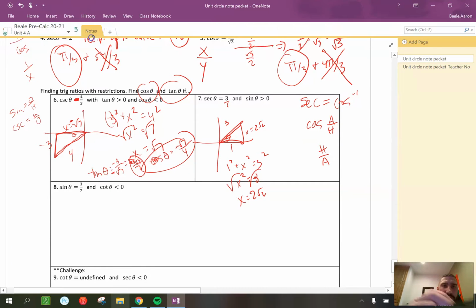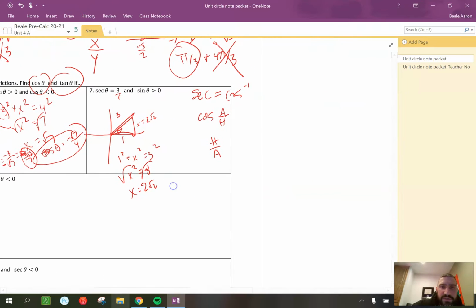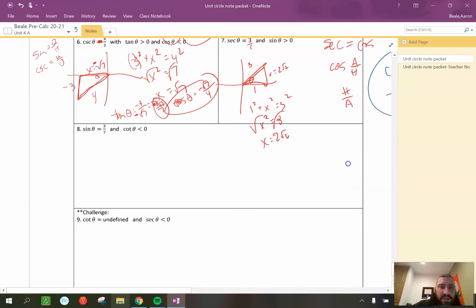And I'll grab a different color. So we're doing cosine, which is adjacent over hypotenuse, which would be just 1/3. We could have done that one straight away, right? Because secant goes with cosine, we could have just flipped it. But then the tangent, we would need this. We would need opposite over adjacent, which is 2 root 2. All right, let's do sine.